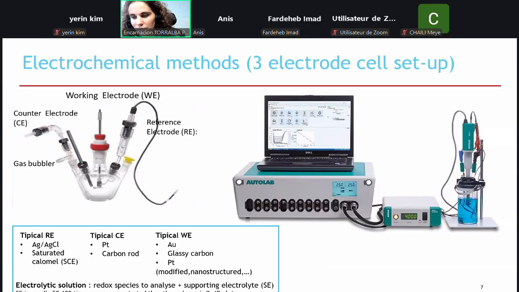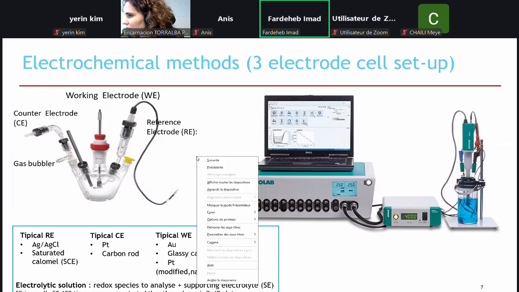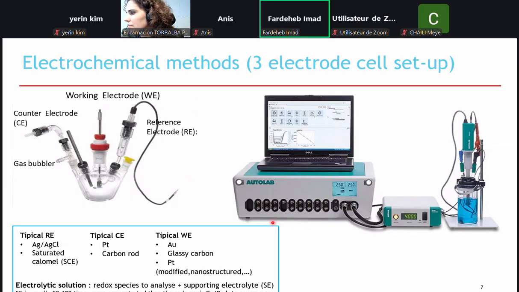I think it's as Annie said, it closes or completes the electrical circuit, by allowing the current to flow between itself and the working electrode. Exactly. So Anis was right. It closed the circuit.